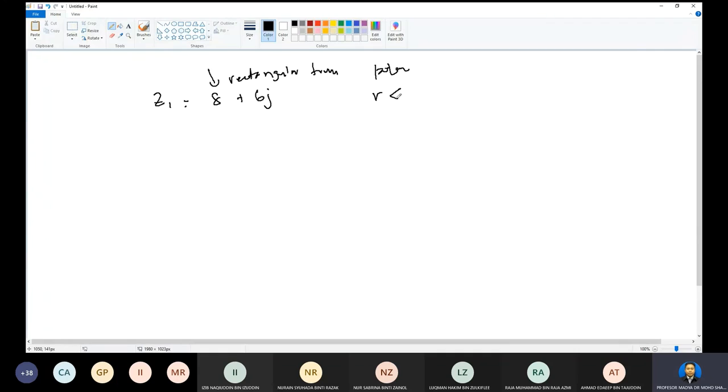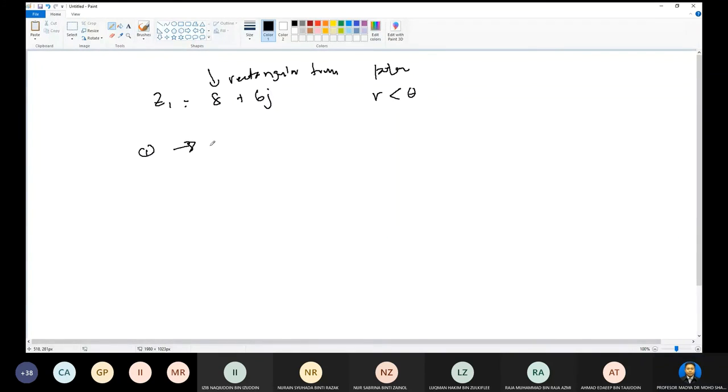In polar form we have R, which is the magnitude, and this one is the angle. How to convert using the calculator? This is just a revision. If you have the calculator with you, you can see how to convert from rectangular to the polar form. First, you have to change your calculator to the complex mode.